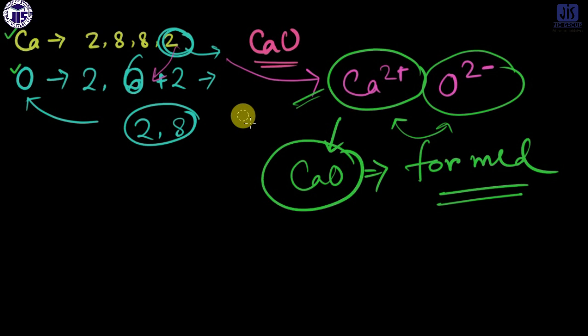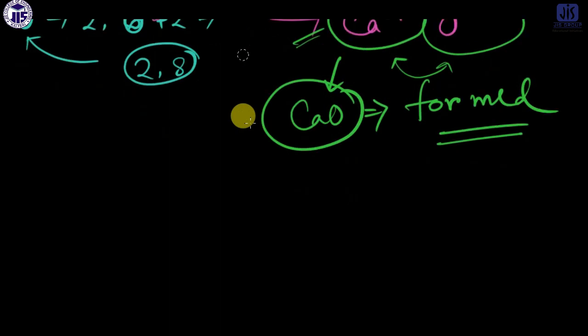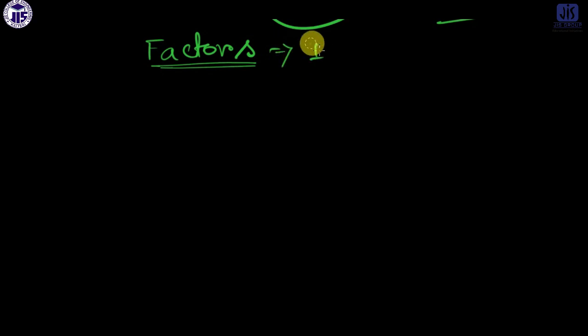Now I will discuss that there are some factors also responsible for the formation of an ionic compound. So come to the point: what are the factors affecting, or favoring, the formation of an ionic compound? What are the factors? So, the first factor for an ionic compound.